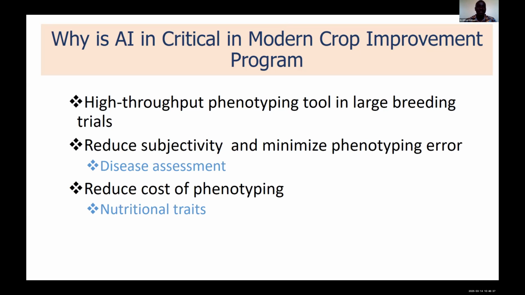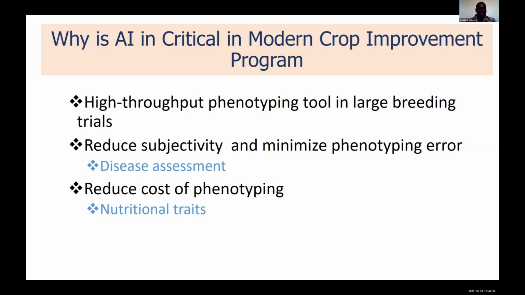Then the other thing about using AI in crop improvement would be thinking of reducing cost of phenotyping. For example, think about nutritional traits. So if you do wet chemistry, for example, we know that it's not a cheap assay for phenotyping, for example, large breeding trials. So that's also an area where AI will be handy.